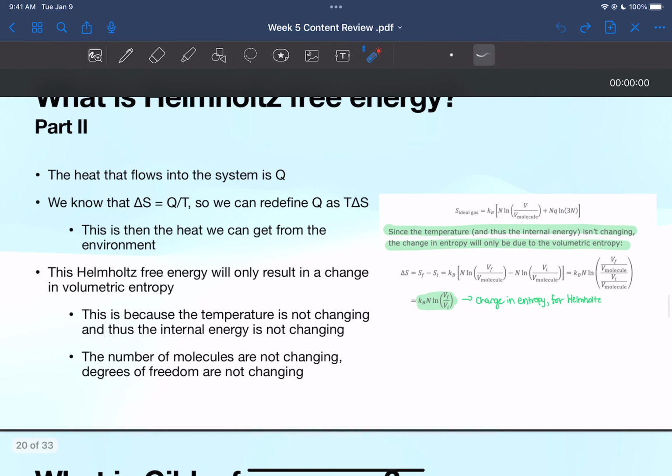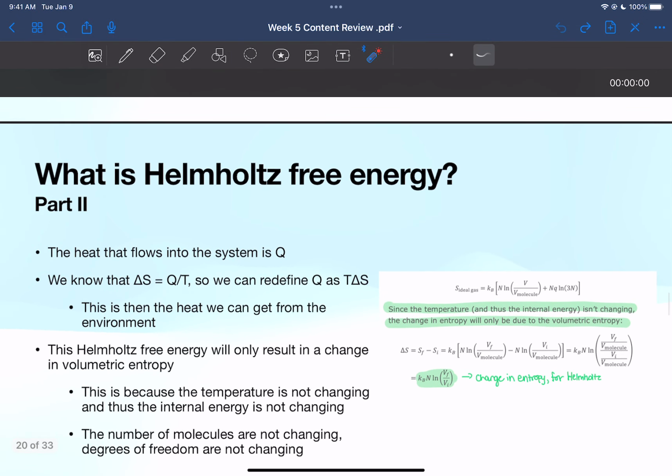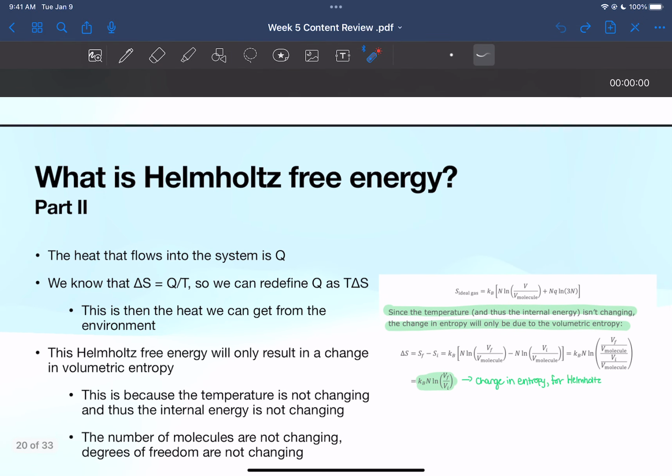But yeah, any questions about Helmholtz free energy? If I pause in between, I'm just drinking my coffee, so I apologize. Yeah, drinking coffee this late.